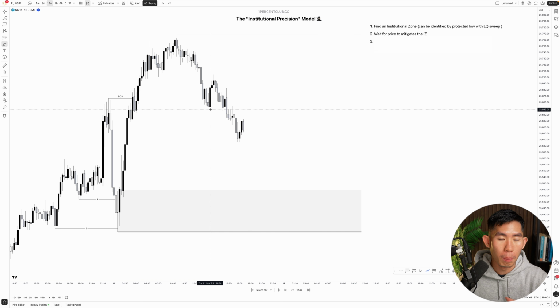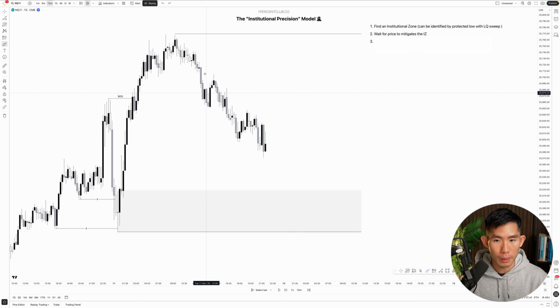So if you are completely new, you don't have much experience, you're much better off just waiting for the high probability setups to appear, which means waiting for price to mitigate the institutional zone that we have marked up right here. Okay, so at this point of time, price is in the middle of nowhere. I don't care what price does. Price can do whatever it wants over here.